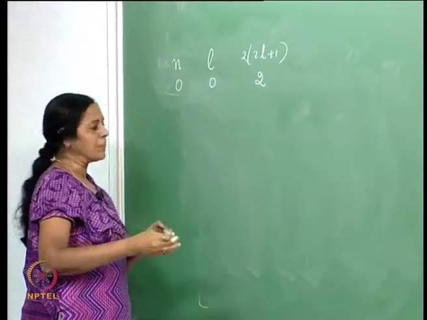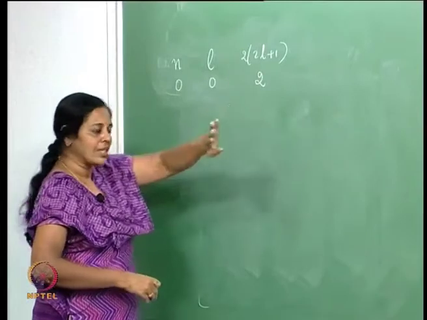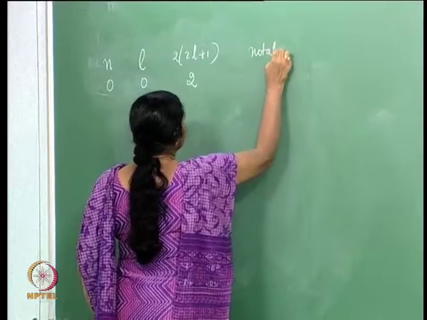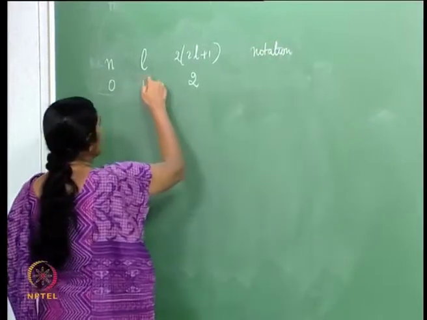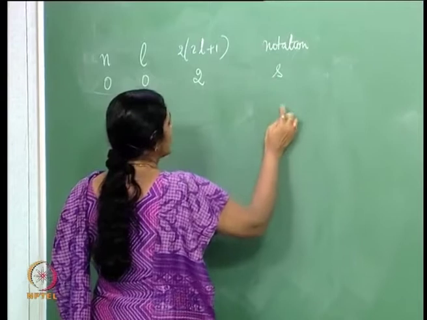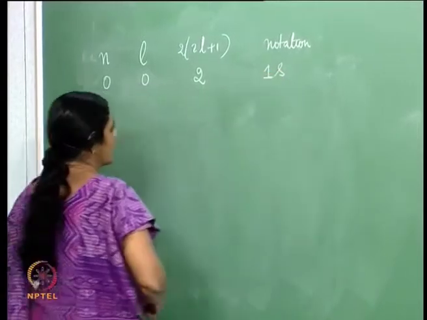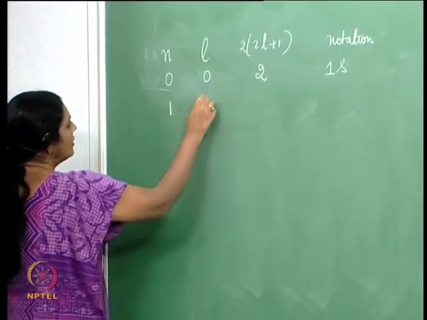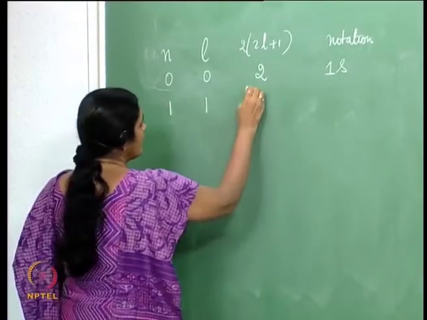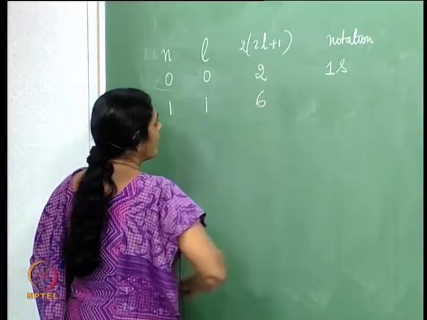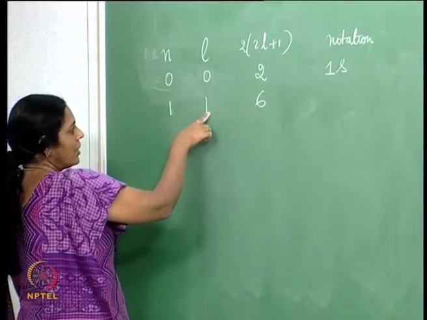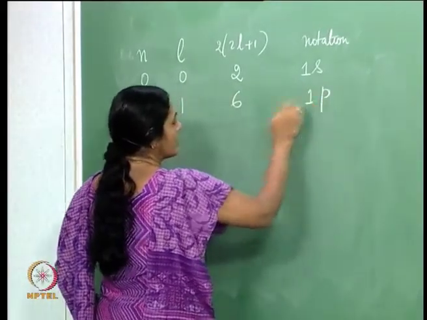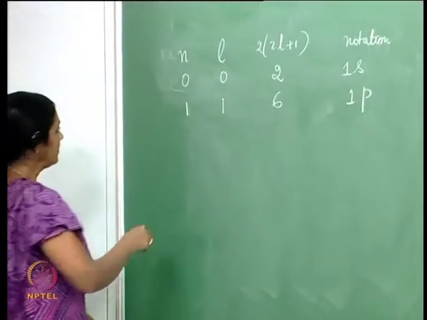The neutrons are filled separately, so I could put in 2 neutrons, that is a separate filling, and my nomenclature, notation, if L is equal to 0, it is called an S state, and this is the first of the S states. Then when n is equal to 1, L takes value 1. So, again I can put in 6 particles now in this state, and L is equal to 1, the nomenclature, it is the P state, and this is the first of the P states.